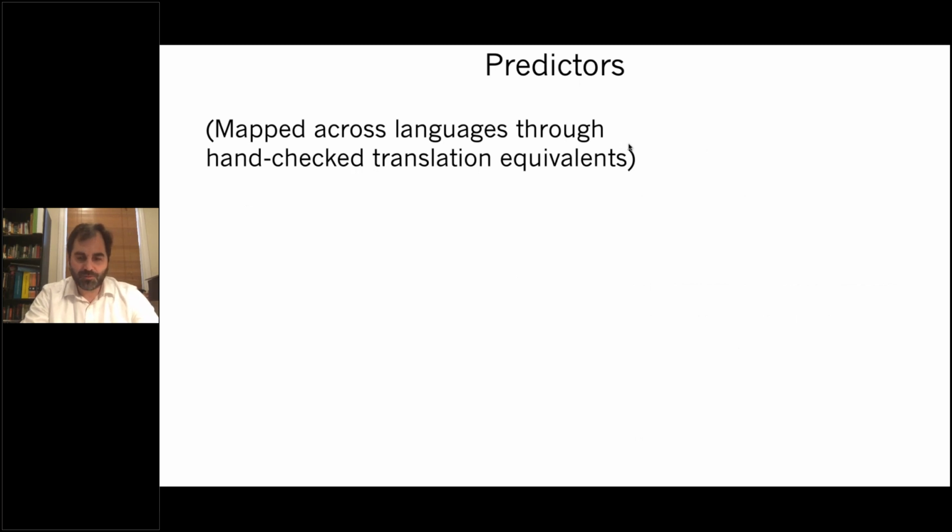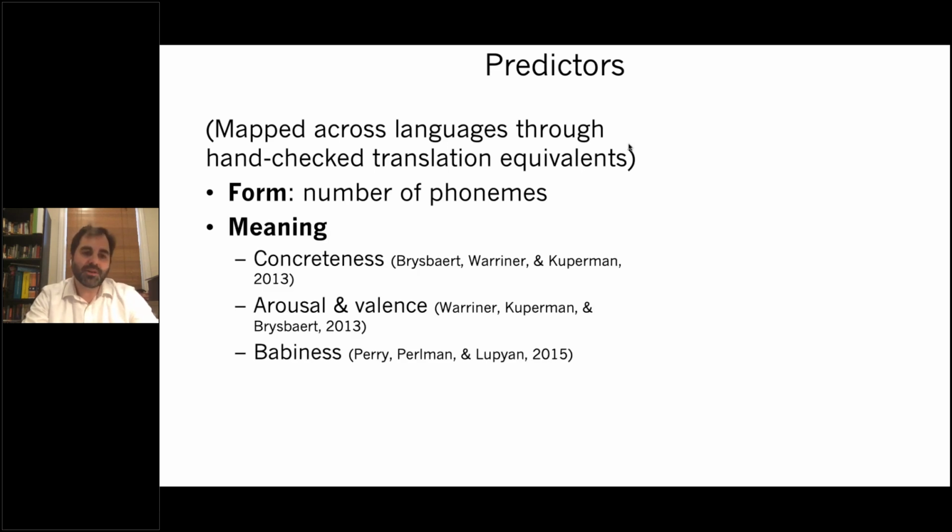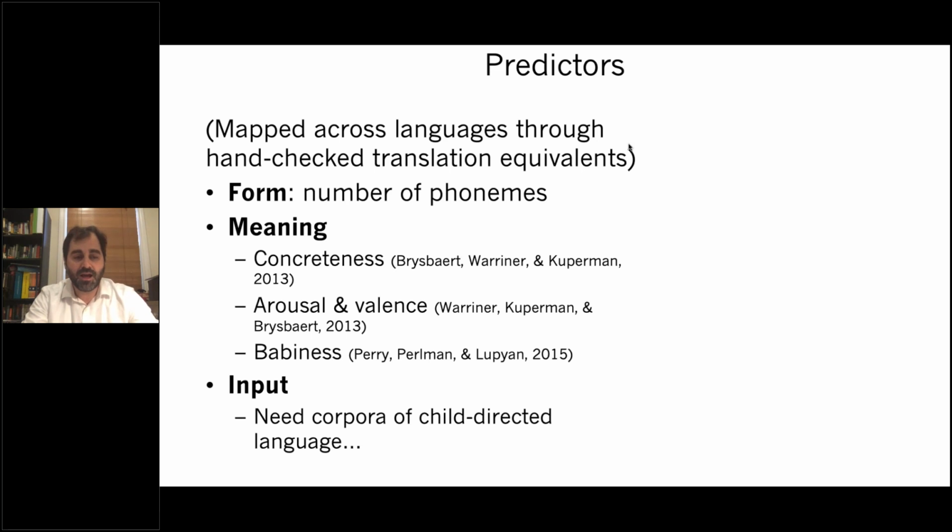So what are the predictors that we use to predict the age of acquisition of individual words? First, we have to map these across languages through translation equivalence. But we can use predictors like the number of phonemes in a word, so dog being shorter than jump. Meaning predictors like concreteness, valence and arousal, the degree of association with babies, or babiness, which is a predictor that's been suggested in the literature. But then we'd like to use some kind of input-based predictors like the frequency of occurrence of a word.